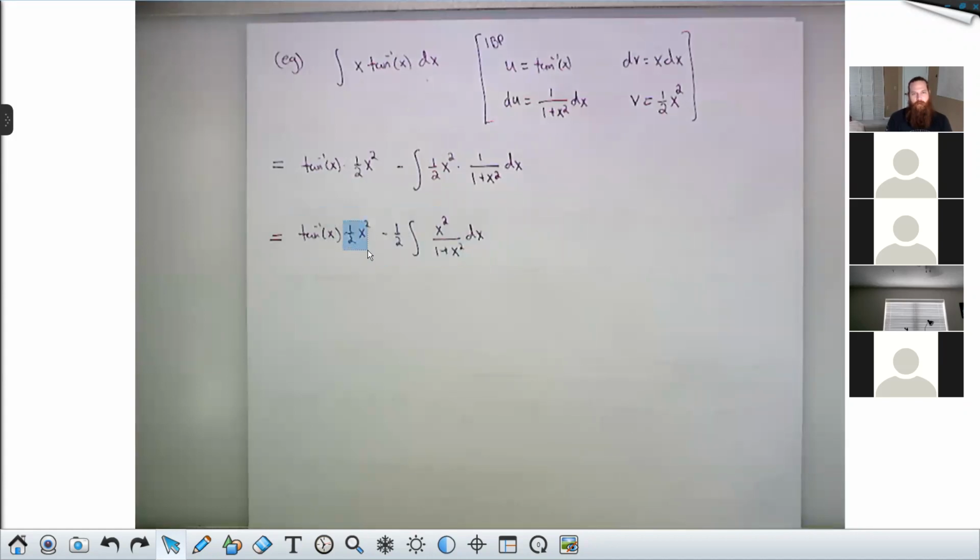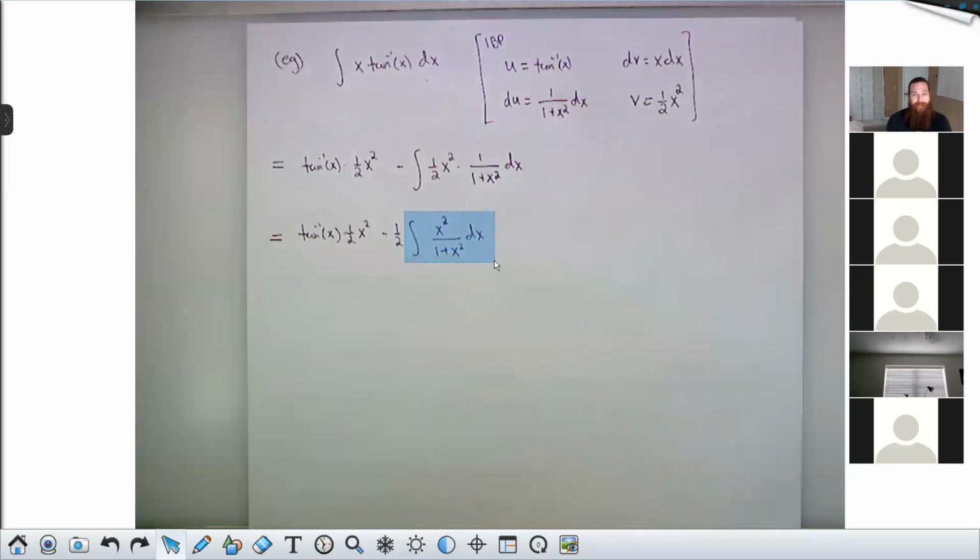u times v minus the integral of v times du. Here's the v, here's the du. And I popped the 1/2 out, and I took this x squared and I put it upstairs here. So now we need to look at this integral and see, have things gotten better or worse? Do I know what to do with this? The answer here is yes, things have gotten better.